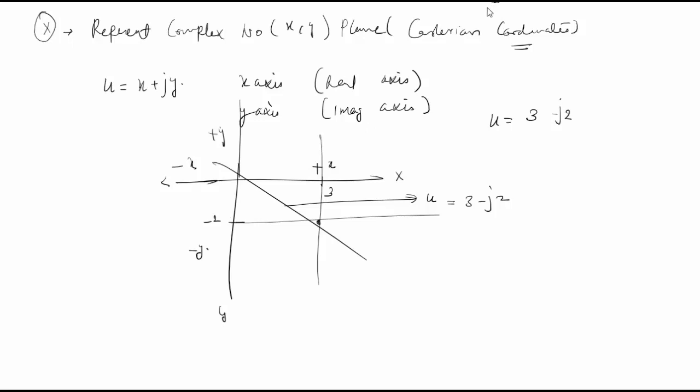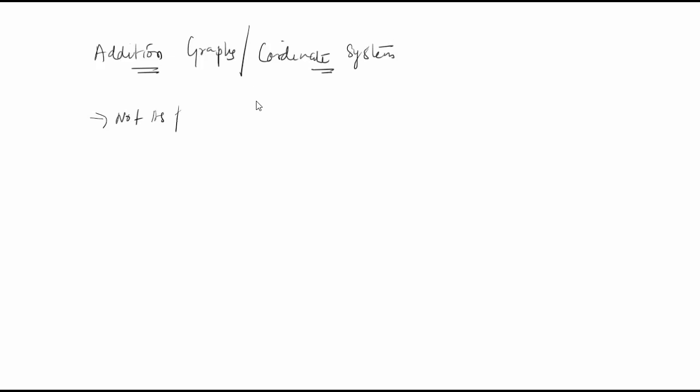Again, it's possible to do the addition of complex numbers in a way very similar to how you did it with vectors. If we are doing addition using graphs or using a coordinate system representation, it is possible. While I'm demonstrating this, it is not as per scale. This is just to represent.